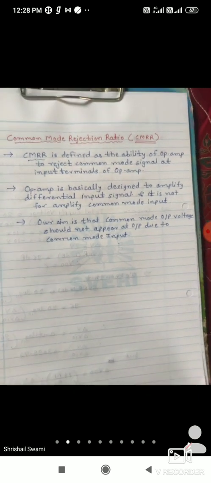So what we are trying to do, our aim, is that the common mode output voltage should not appear at the output due to the common mode input. So for that purpose, what we can do mathematically depends on which factor we are going to analyze. Our aim is that there should not be a common mode output voltage due to the common mode input, or the common mode output voltage should be 0.